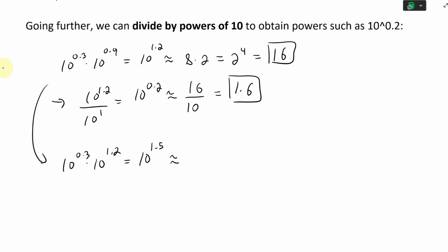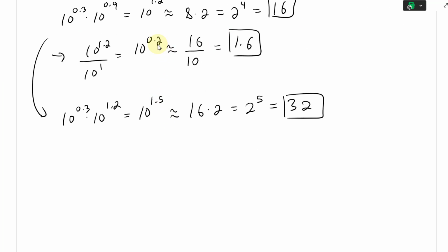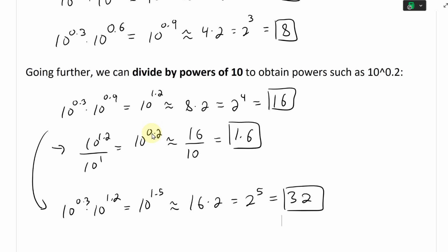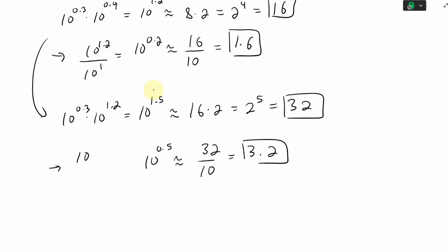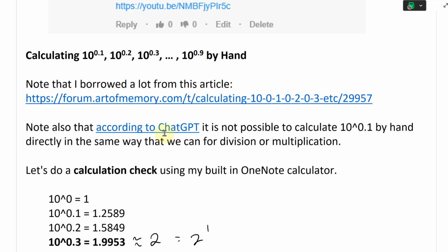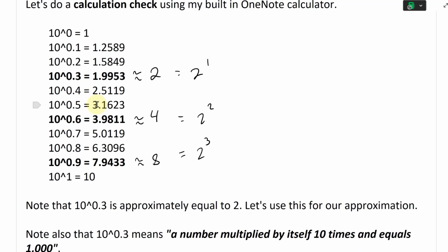And then this is approximately equal to 16 times 2, or 2 to the 5, like that. And this equals 32. Now, noticing the pattern, this was 1.2, then this becomes 0.2; this is 1.5, that just becomes 0.5. So in other words, 10 to the 0.5 approximately equals 32 divided by 10, which equals 3.2, like that. And again, for completeness, let's write this out: 10 to the 1.5 divided by 10 to the 1. So this is 10 to the 0.5, that's 3.2. Let's go back up here: 10 to the 0.5 is 3.2. So that's close enough to 3.1623.